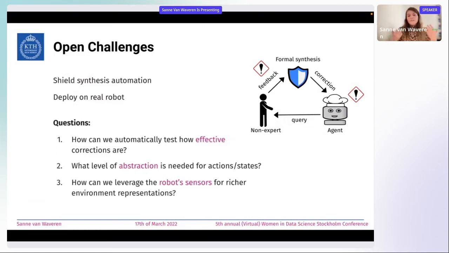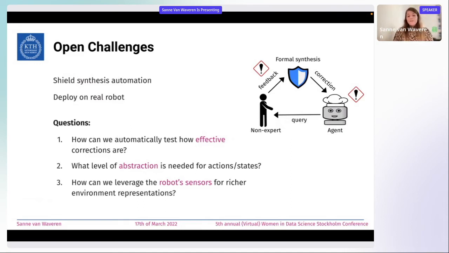And what level of abstraction is needed for the actions that the robot can perform and the states that the robot can encounter, so that they are intuitive for non-experts to understand? Because you can imagine maybe low-level control is not as understandable as higher-level actions like chop and place and pick.